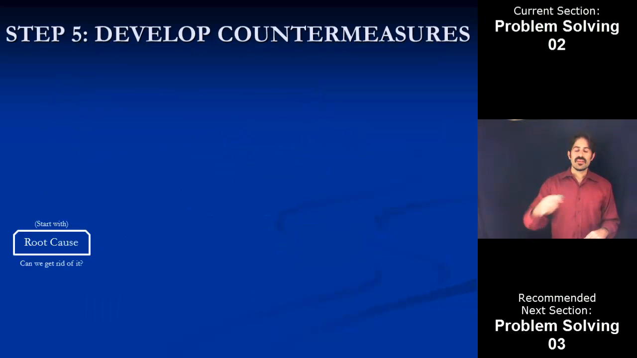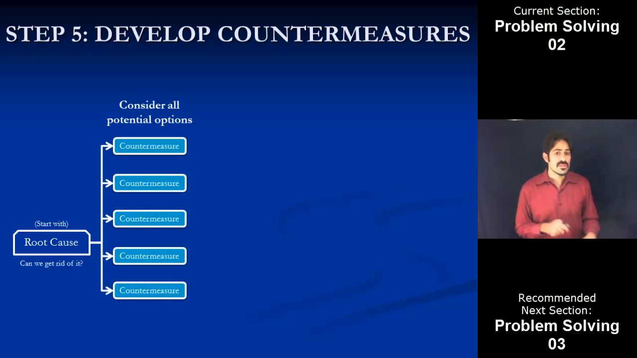So the next step then, after we have our root cause, is develop countermeasures. And a countermeasure is really a solution. What can we do that's actually going to fix this cause? So let's brainstorm. Let's consider all our potential options. We should be able to come up with a list of 4 or 5 different things.